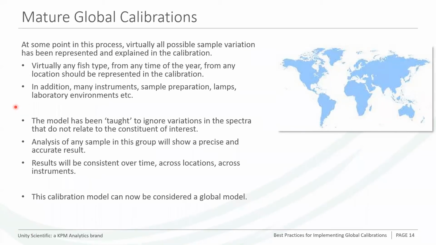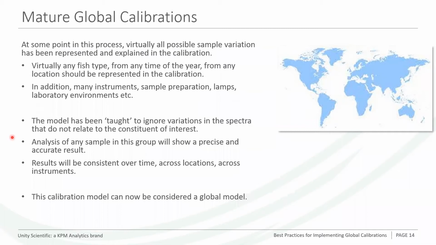And therefore she's got confidence in the results. Another thing that happened during this process is she's got spectra, raw data from many instruments, different sample preparation methods, different grinders, for example, various lamps that have been exchanged in these instruments, different laboratory environments, more humid, less humid, different temperatures. So all of this variation has very subtle, but some effect on the spectra. So all of that variation has been built into this calibration.